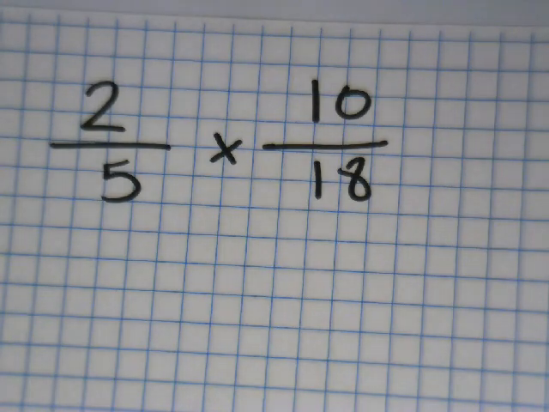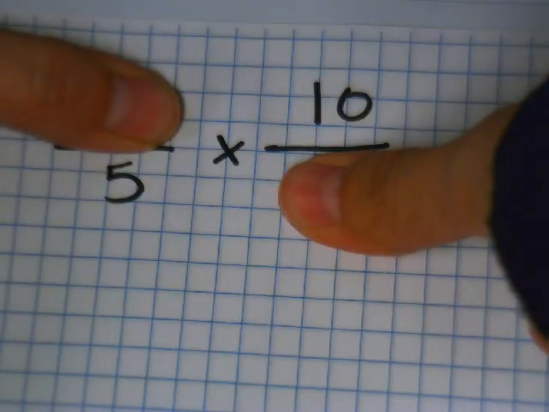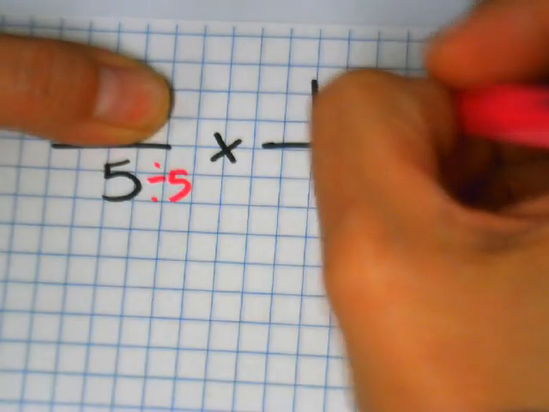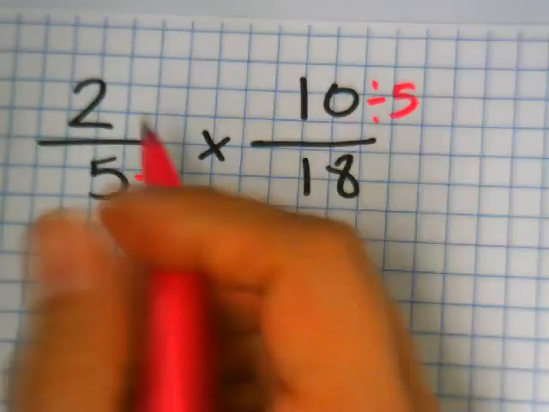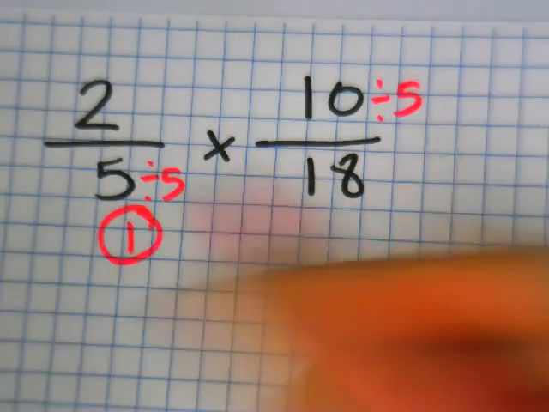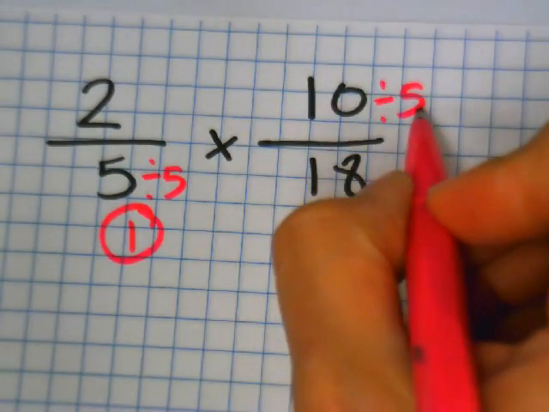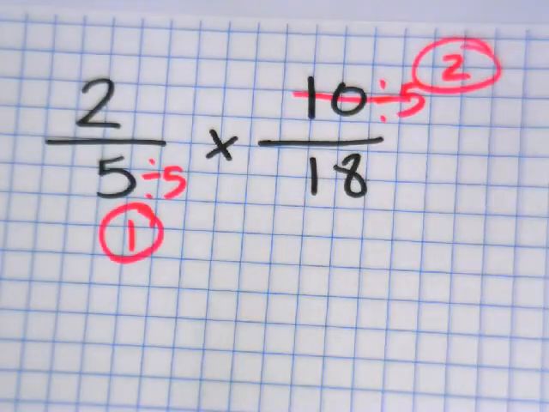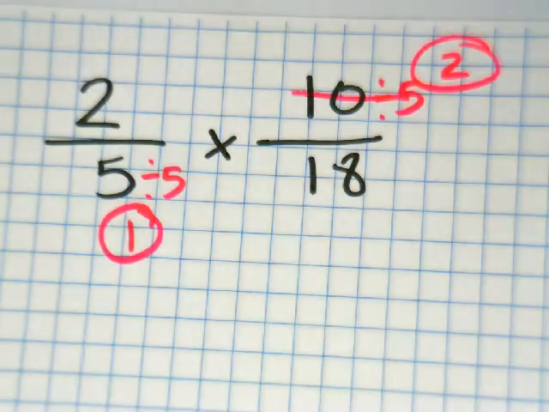So what I do is check the corners. 5 and 10. Can you simplify 5 and 10? Yes. What can I divide by? 5. So write it down. What's 5 divided by 5? 1. Circle it. What's 10 divided by 5? 2. Cross it out and circle it.